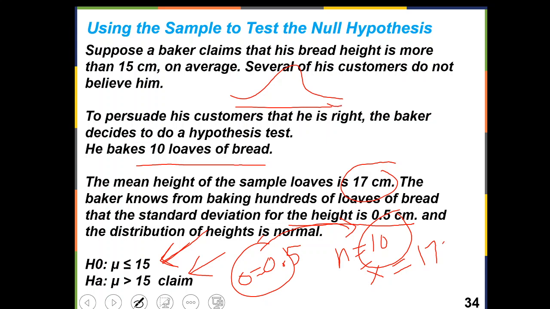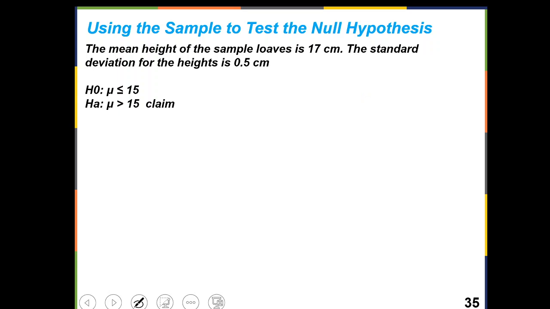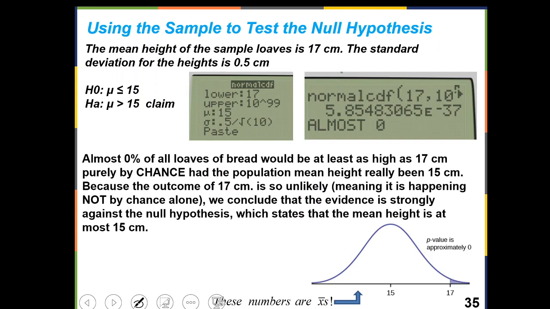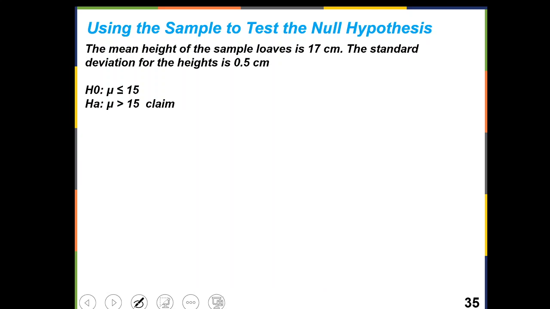So we're going to take this 17, convert it to z, because we know what? We know the standard deviation of the population. And then bring the z over here as a right tail. And then either do p-value or use alpha. We're not given that yet, so let's see. So the mean height of the sample loaves is 17. The standard deviation for the heights is 0.5. So now we can do this test easily. So let's do it together.